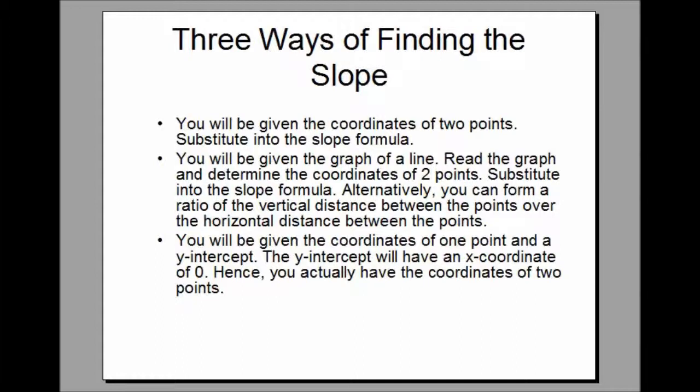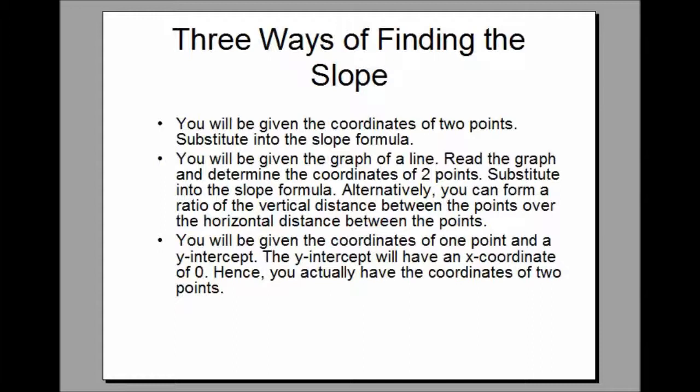In general, there will be 3 things you need to know to find the slope. You can find the slope if you are given 2 ordered pairs. You simply substitute into the slope formula. You will also be able to find the slope given the graph of a line. What you will do is read the graph and determine the coordinates of 2 points. You may either substitute into the slope formula or you may determine the slope visually by counting up and over. We'll discuss more about that later in this section.